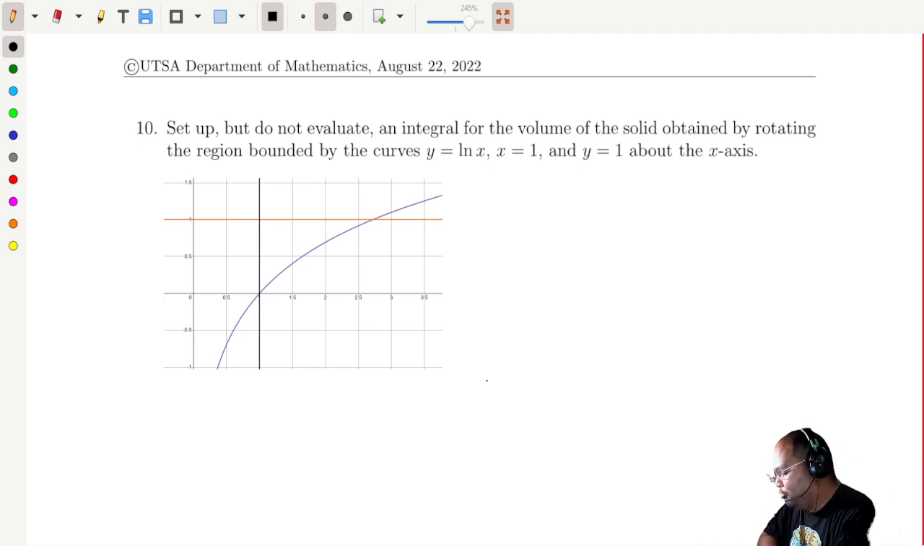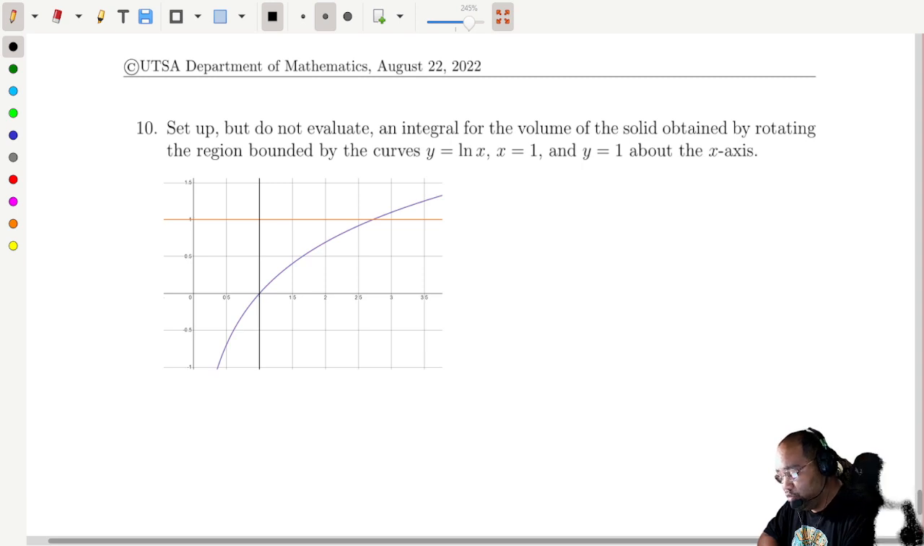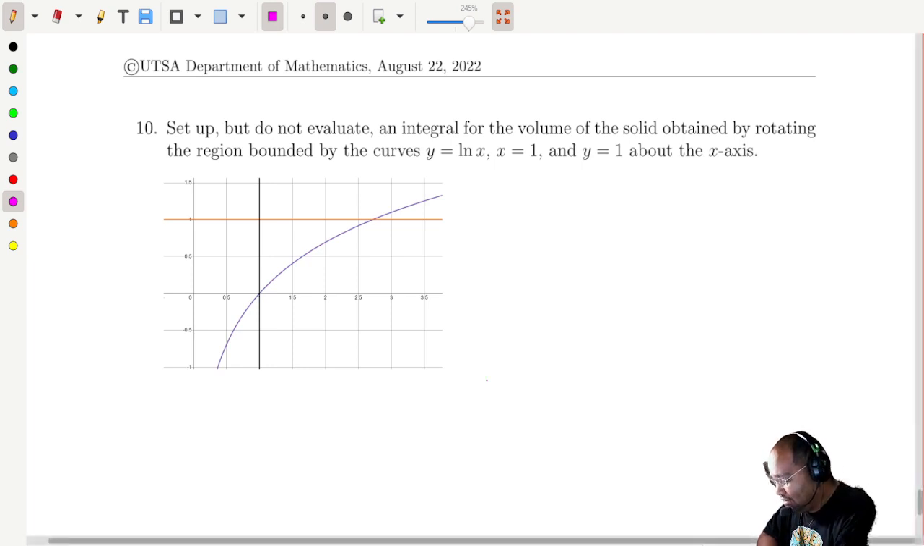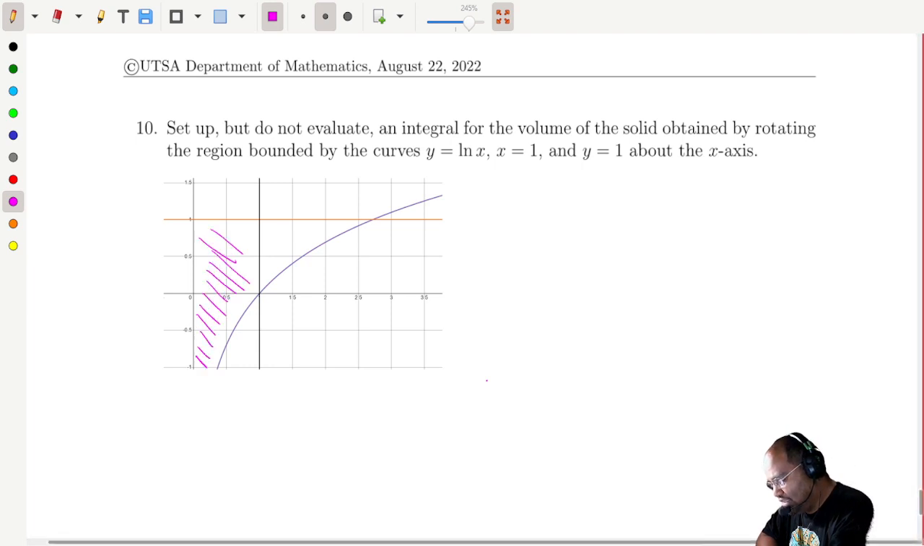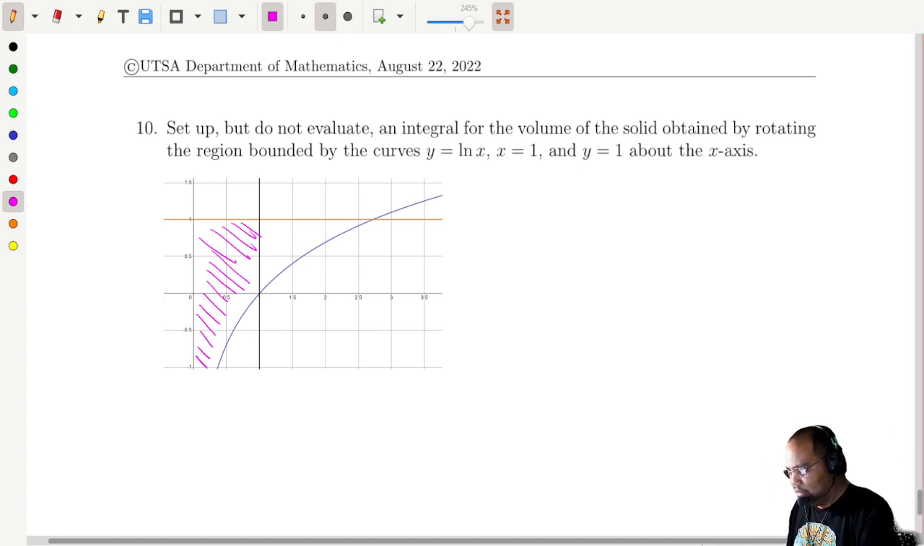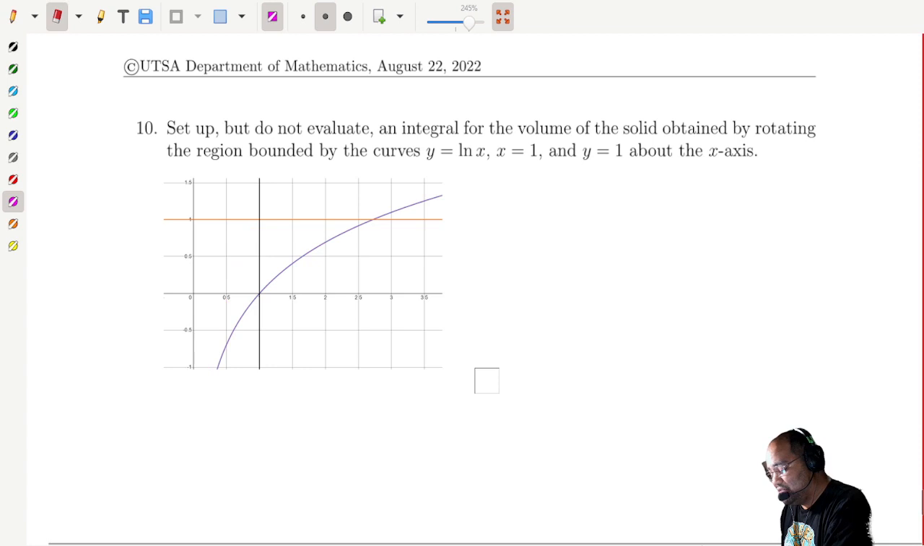But let's think about it here. We're going to bound it by y equals log x, that's purple, x equals 1, that's the black line, and y equals 1. So we are concerned about, let's take a look here, log x, x equals 1, y equals 1. So it looks like we have this region here. And at the moment, it doesn't really look like it makes sense to us, right? The region bounded by the curves y equals log x, x equals 1, and y equals 1. This is where we've got to be careful and read the questions.